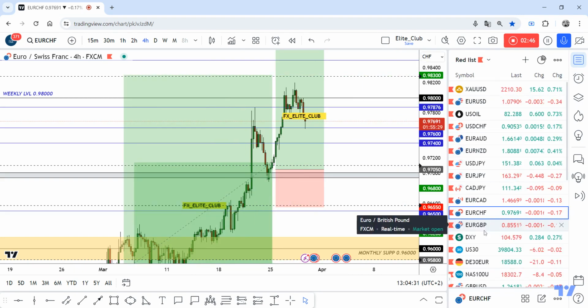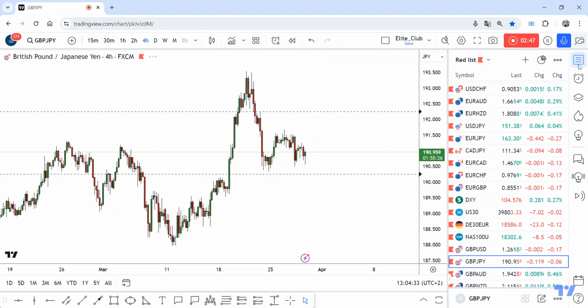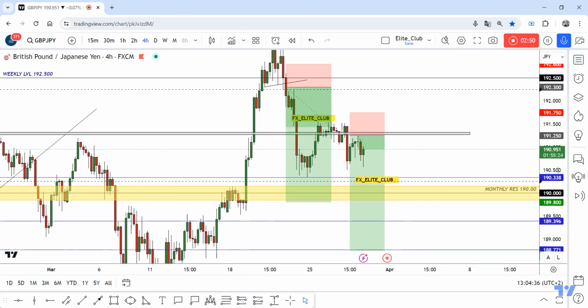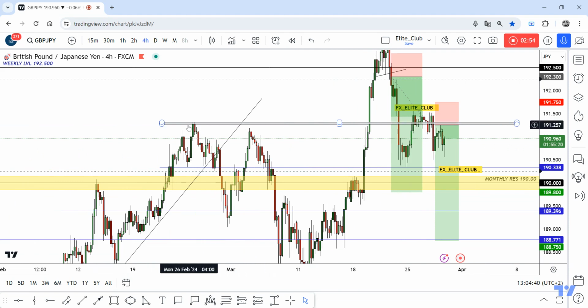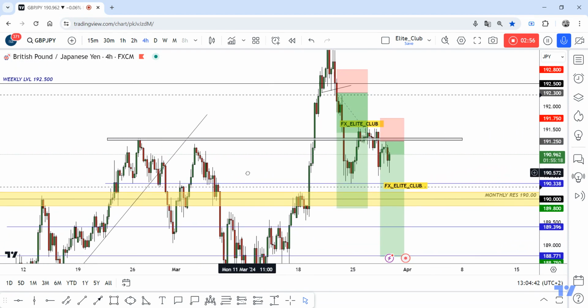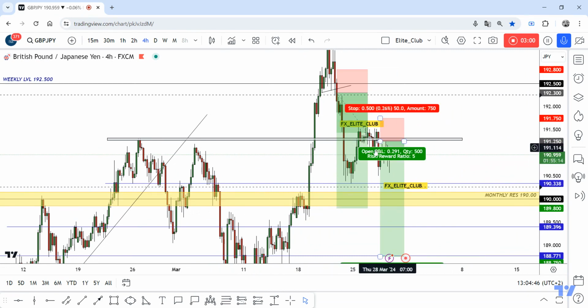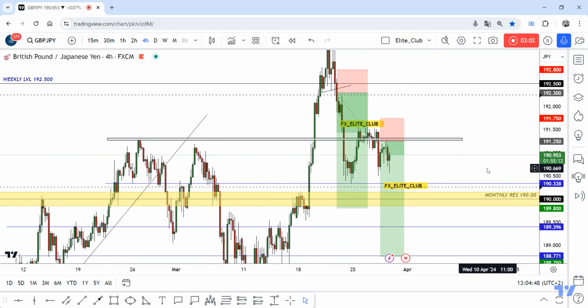GBP/JPY, I shared it with you guys this week, maybe yesterday. Yes, yesterday. It was a very simple entry. Also, we have a good resistance, pushed the price to the downside very hard, and we have a daily closure below. I waited for the price to close below with this amazing bearish candlestick, and then we entered a sell trade, and it gave me more than 80 pips.